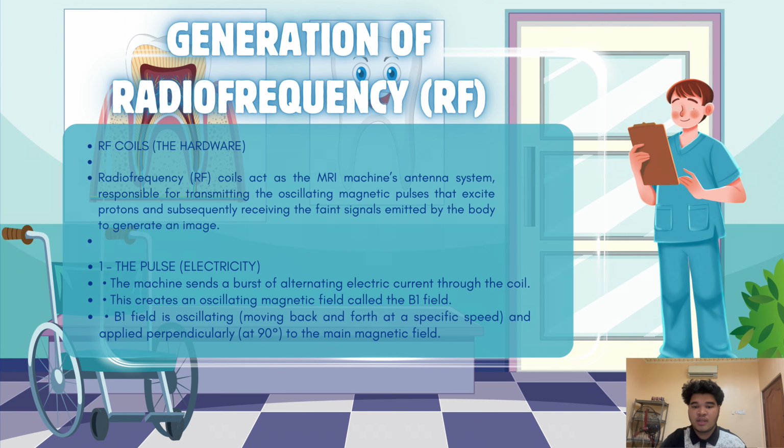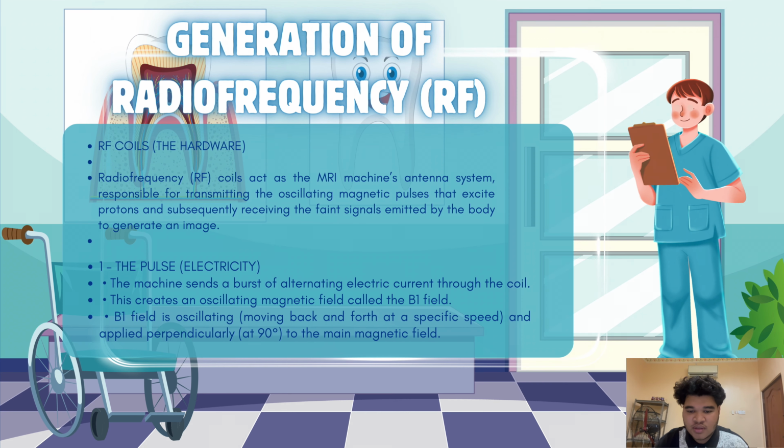Generation of radio frequency. RF coil, the hardware. The radio frequency RF coil acts as the MRI machine antenna system, responsible for transmitting the oscillating magnetic pulse that excites proton and subsequently receiving the faint signal emitted by the body to generate an image. First, the pulse, electricity. The machine sends a burst of alternating electric current through the coil. This creates an oscillating magnetic field called the B1 field.